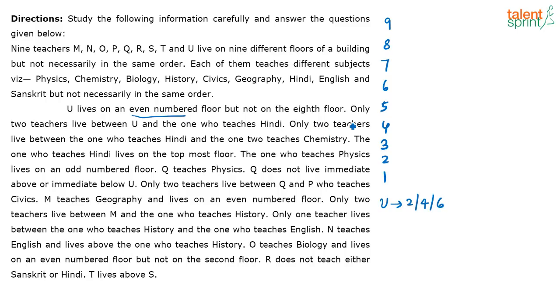Now it is given only 2 teachers live between you and the one who teaches Hindi. So if you is there, there are 2 teachers who live between you and the person who teaches Hindi. Next it is given that only 2 teachers live between the one who teaches Hindi and the one who teaches chemistry. So again, there is a teacher who is teaching Hindi, and there are 2 people between the teacher who is teaching Hindi and the teacher who is teaching chemistry. I don't know who is on top, who is on bottom and all. I have just written down whatever is given there. That's all.